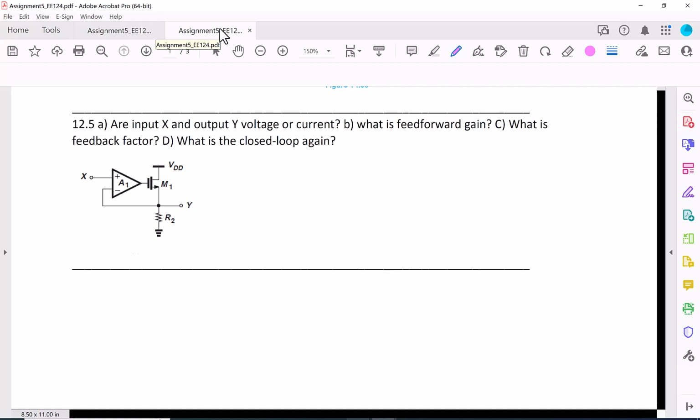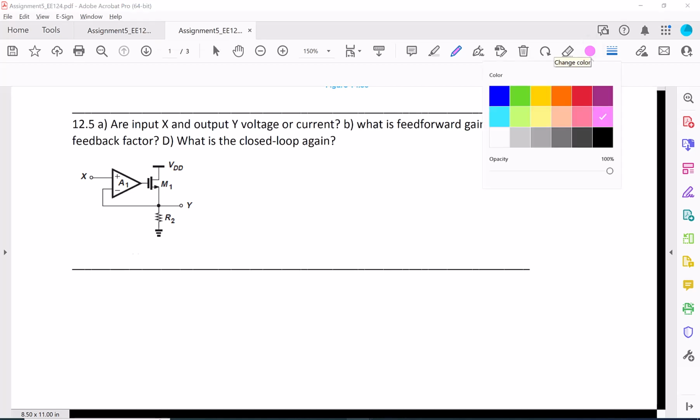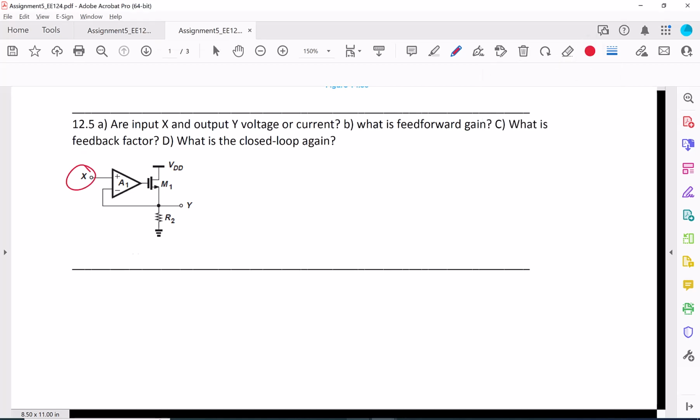I can even tell you the input is X, the output is Y, okay? So what type... very simple, right? You don't want to make a mistake on this. What input and what output do we have for X and Y based on the drawing? Is it voltage or current? Voltage.